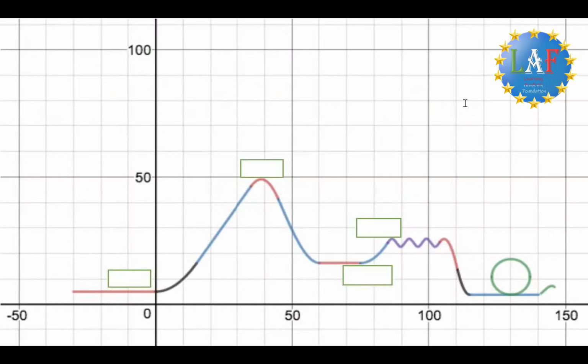So if your graph looks like a roller coaster, congratulations, you are either accelerating or emotionally unstable.